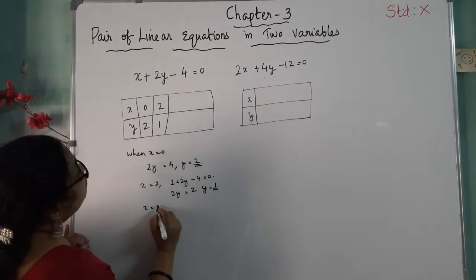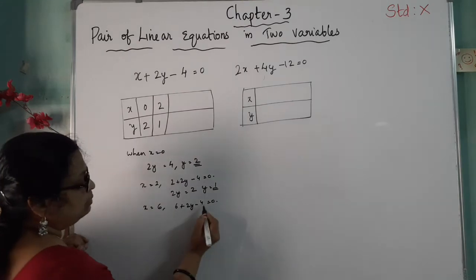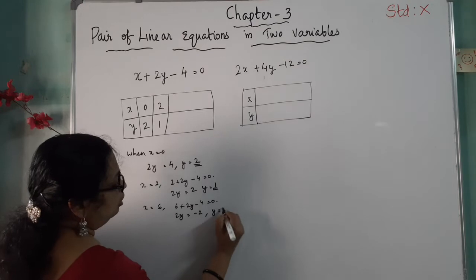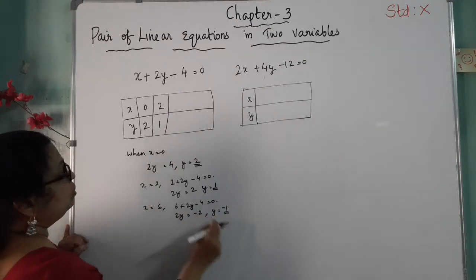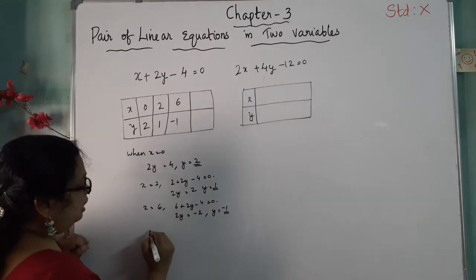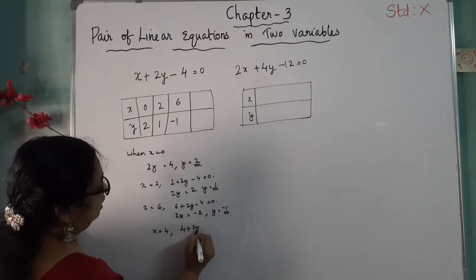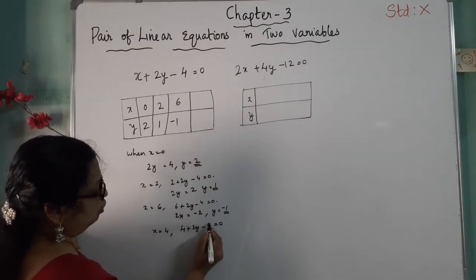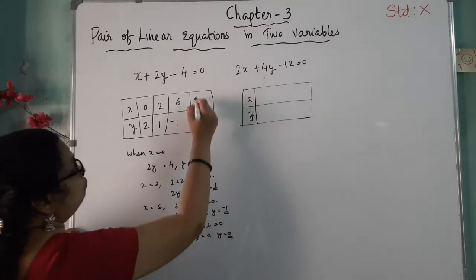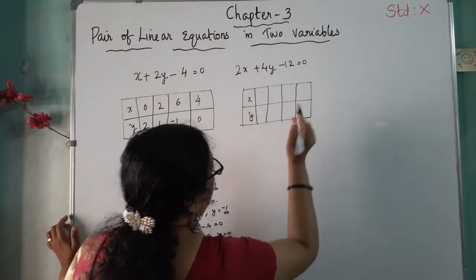That is, when x equal to 2, y equal to 1. Then when x equal to 6, 6 plus 2y minus 4 equal to 0. 6 minus 4 is 2, so 2y is equal to minus 2 and y equal to minus 1. That is x equal to 6, y equal to minus 1. Then one more point, x equal to 4. This equation becomes 4 plus 2y minus 4 equal to 0. 4 minus 4 cancel, 2y equal to 0, that is y equal to 0. So (4, 0).